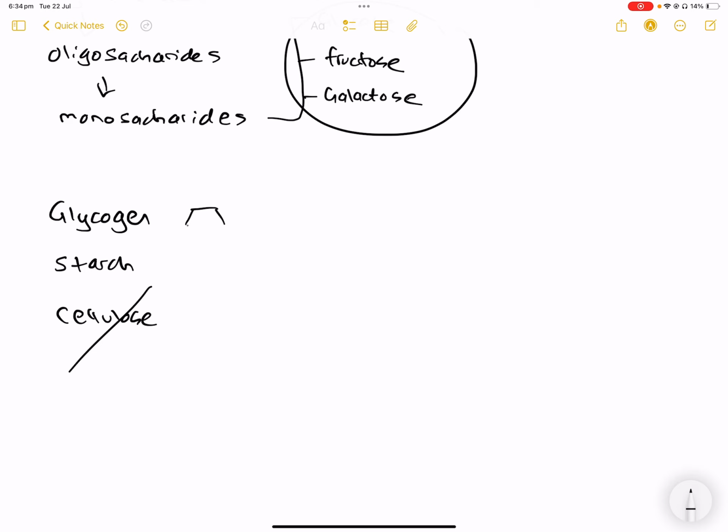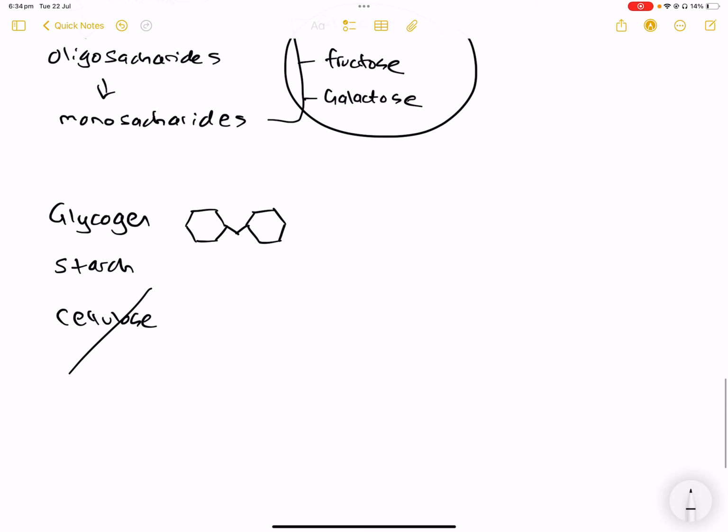Now the general structure goes like this. It's a 6-carbon ring. I want you to think about it. Glycogen is just glucose joined. And glucose is what? C6H12O6. Remember the 6 carbons? That's why it's a hexagon.